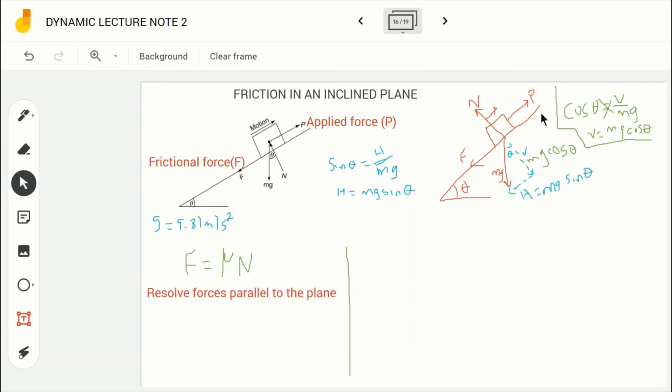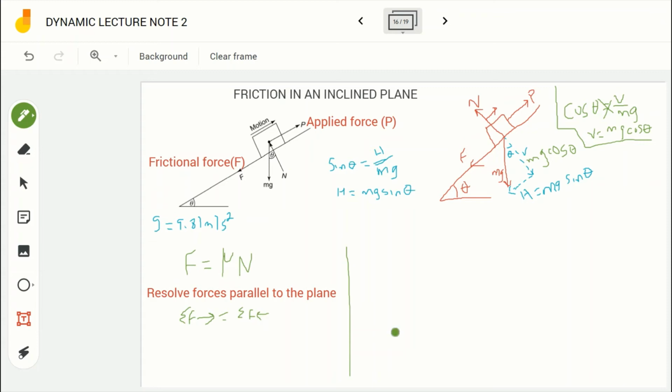All right, look at this. Forces P, F, and H are parallel to the plane. So that means I can say that the sum of the forces moving to my right is equal to the sum of the forces moving to my left.